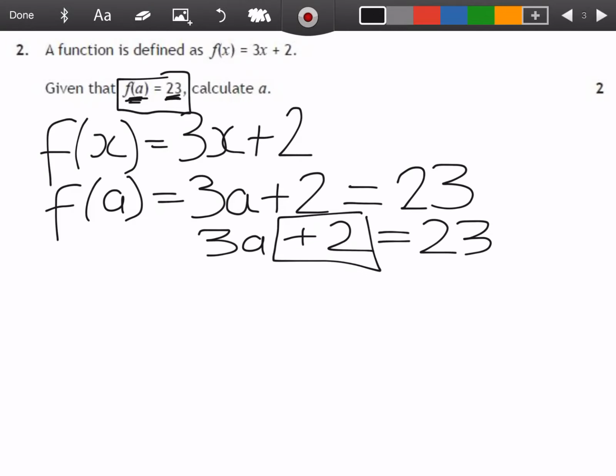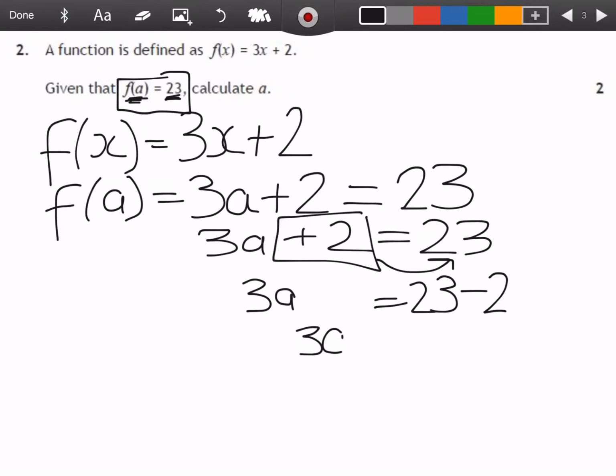Okay, what do you do with your plus 2? Move it across. What happens on the right hand side? We do 23, take away 2. So what we've got is 3a is equal to 21. Well, if 3a is equal to 21, how do we find a? 21 divided by 3. a is equal to 7.